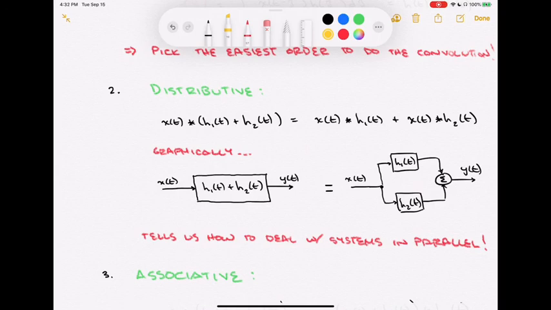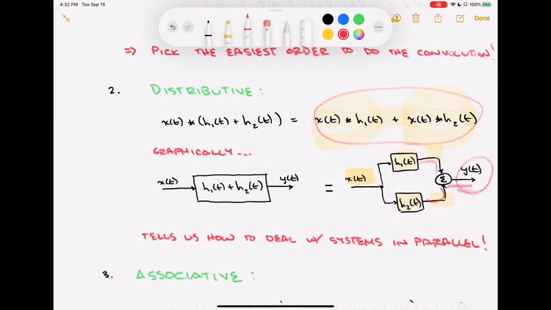Graphically, there's a really beautiful interpretation to this property. I'm going to start out by looking at what is on the right-hand side here. X convolved with h1 plus x convolved with h2. Think of this from a systems standpoint. X convolved with h1 is like a signal x going through a system h1 to generate an output. If I look at the second part, x convolved with h2, that's like that input x going through a system h2 and giving me an output. And then what am I doing? I'm just adding those guys together. So take the first output and the second output, get a total output.